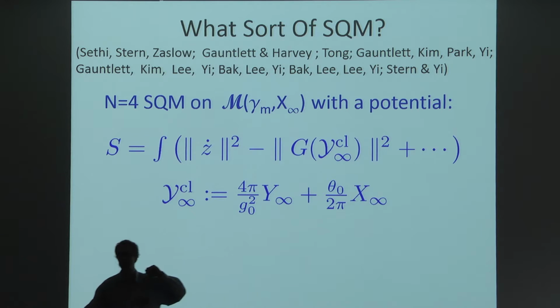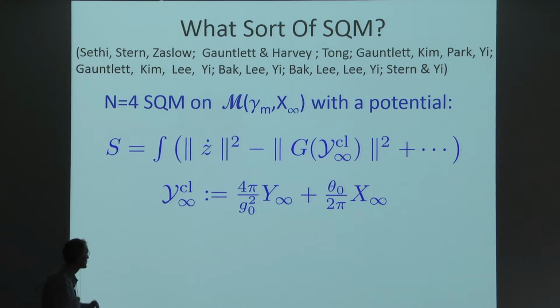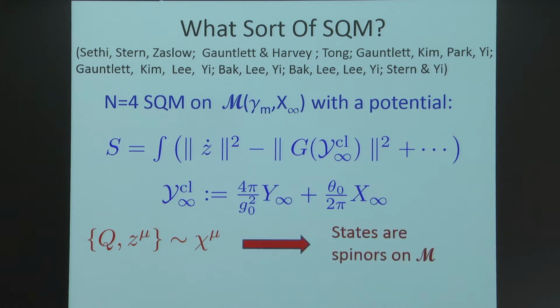Of course, a moduli space with a potential is a contradiction in terms. So really, we should be working in the weak potential approximation, but let's do that. Now, there are supersymmetric partners to the Z mu's. The chi mu's become gamma matrices, so the quantum states are spinors on monopole moduli space.